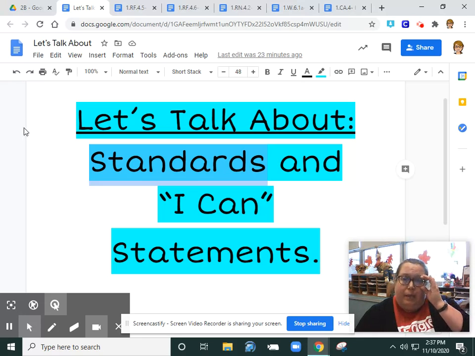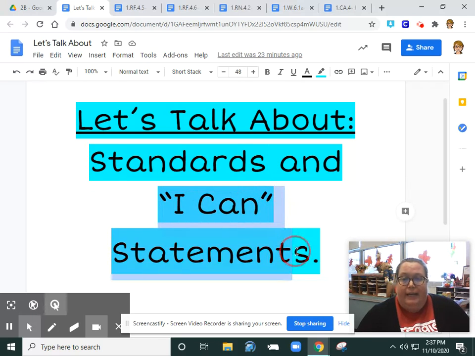Okay. The standards, as I mentioned, are written by the state of Indiana. And as you may imagine, they are not always kid friendly. So that is where the I can statements come in. The standards have been rewritten so that they're more kid friendly. And we call them I can statements because if the child learns the standard and masters the standard, then they would be able to say, I can do whatever the standard says.